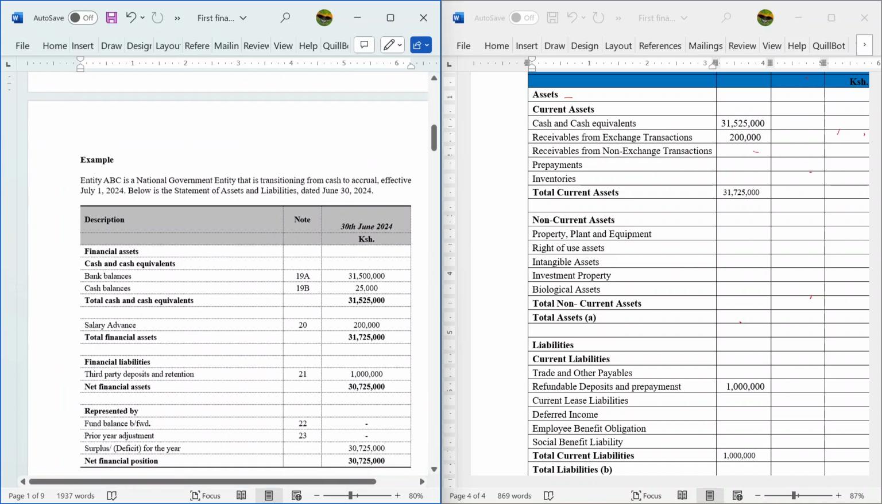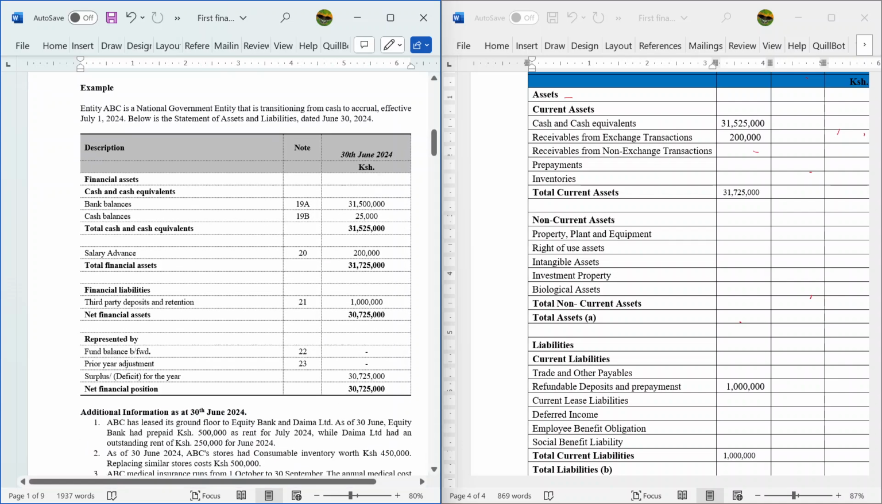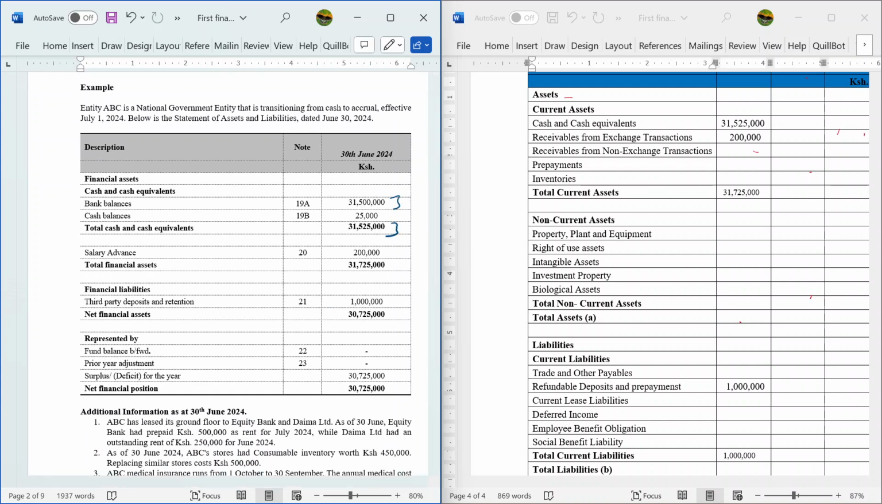This is an example. Entity ABC is a national government entity that is transitioning from cash to accrual effective July 1st, 2024. So on July 1st, you are required to prepare the first financial position. You have these transactions or amounts in your statement. Your cash and cash equivalent total is 31 million, your salary advance is 200,000, your third party retention is 1 million, and the balance is 30,725,000.